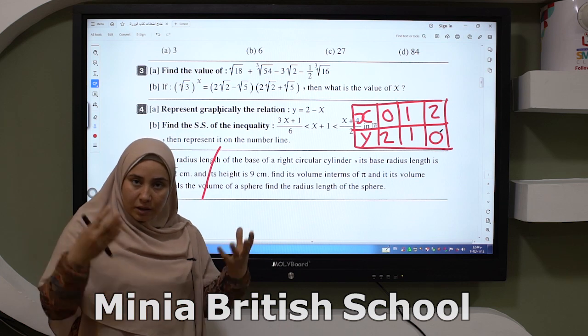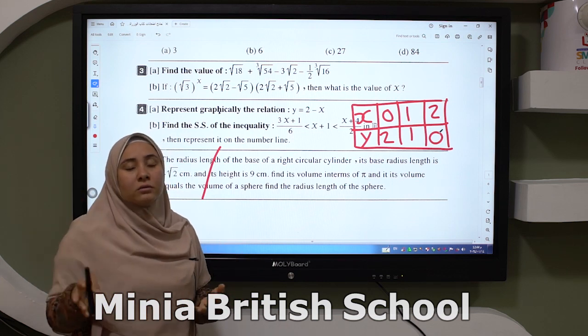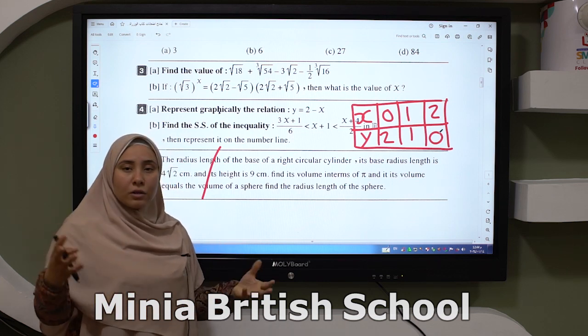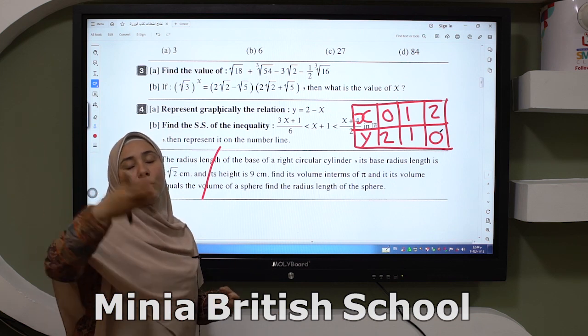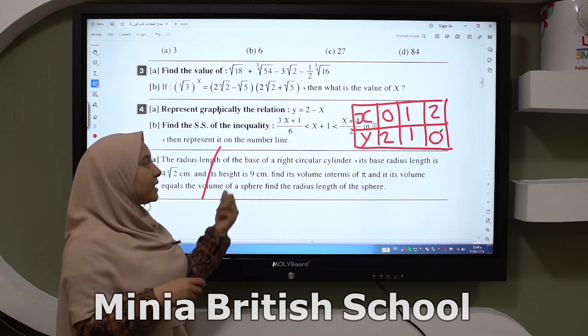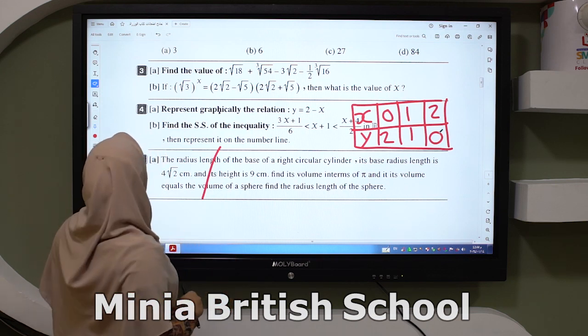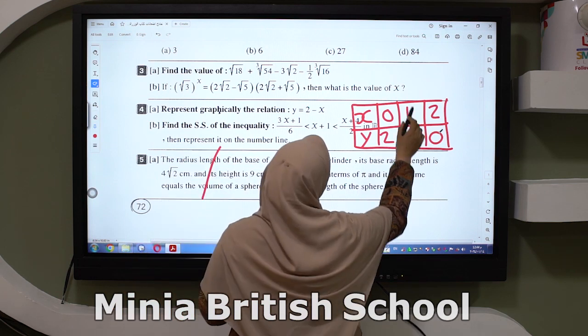Graph or represent them in the square net or the Cartesian plane, and join them to draw the straight line which represents this relation. Okay, question number 4b.